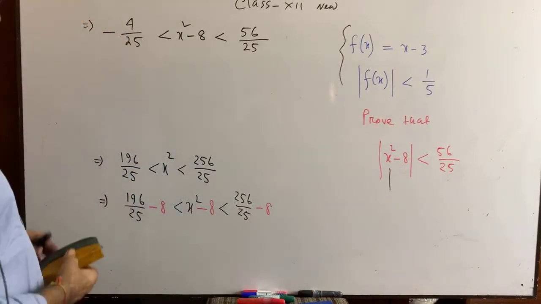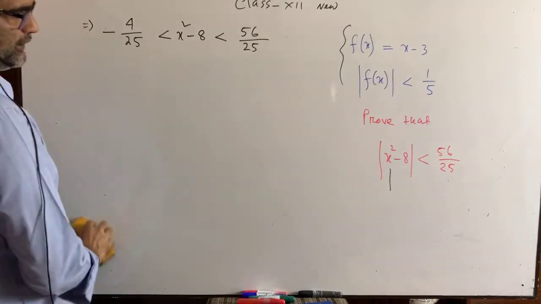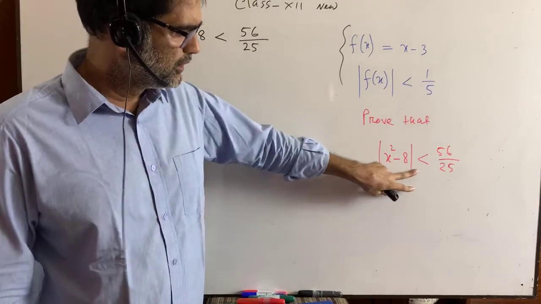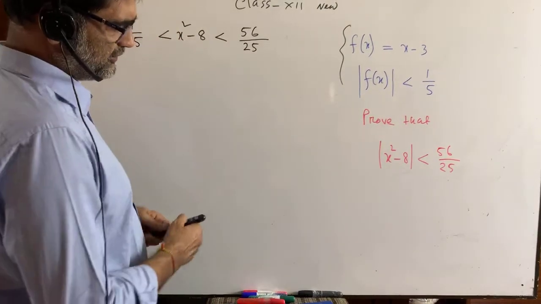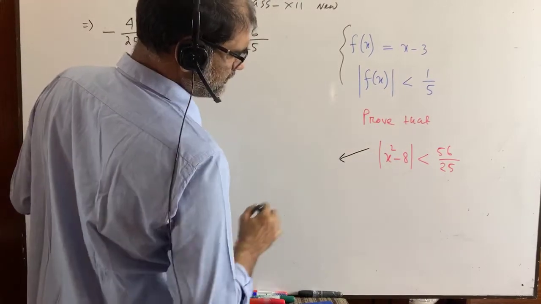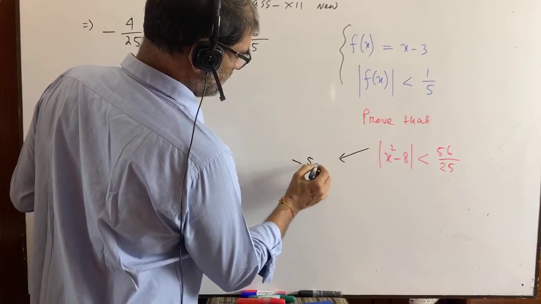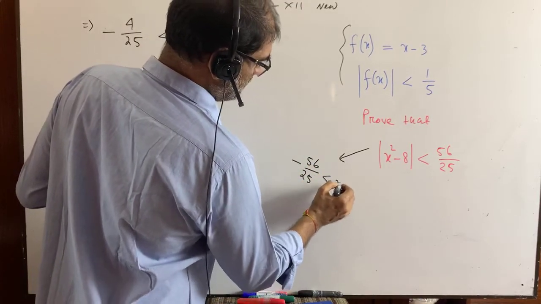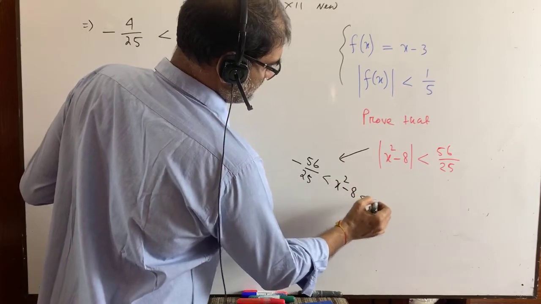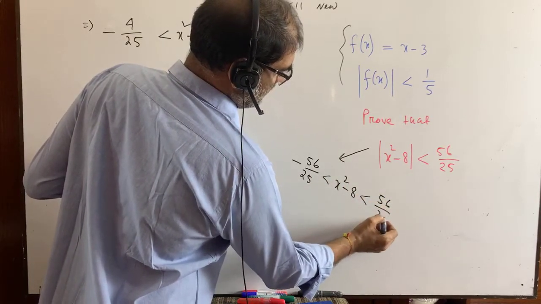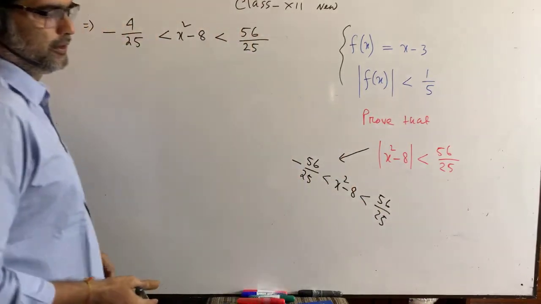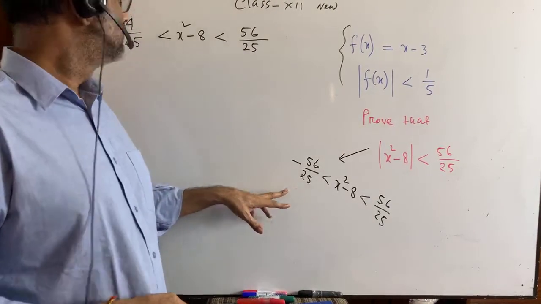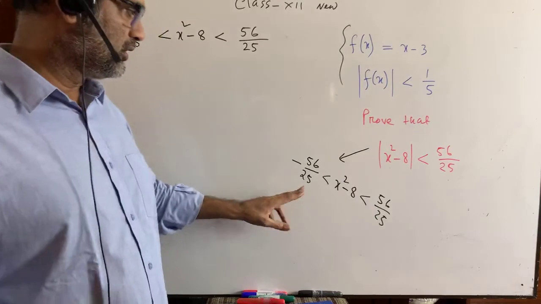Now in the proof, what do we have? 56 by 25. You know what should be its previous part? Can you please let me know what is meant by this? Suppose it is meant by minus 56 by 25 less than x square minus 8 less than 56 by 25. Actually its meaning is this. Then what is missing here? You see, we don't have this part. We are done with these two parts, but we are not done with this part.